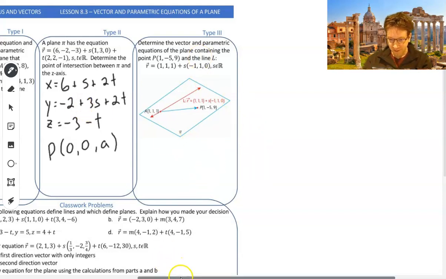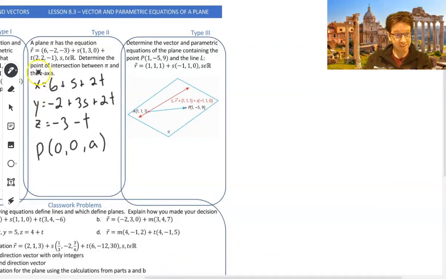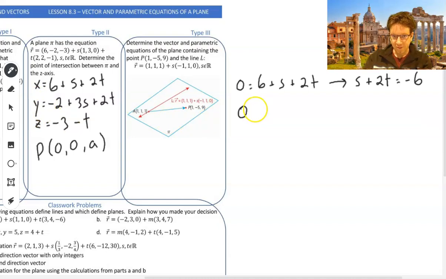Okay, I'm going to have to do the rest of this work at the side. So let's start with our x parametric equation, and I'll substitute 0. So 0 equals 6 plus s plus 2t. And I can rearrange that a little bit to give s plus 2t equals minus 6. Let's do the same for y. So 0 equals minus 2 plus 3s plus 2t. And again, I can bring the negative 2 to the other side and write it as 3s plus 2t equals 2.